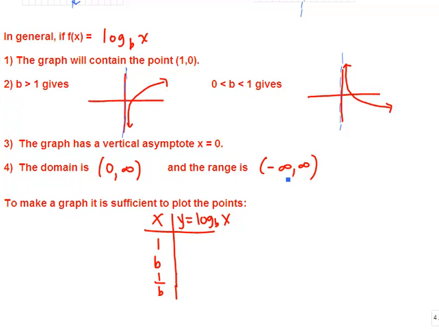The range here is everything, and that's because I continue to go down and up, so I hit all the y values in between. Notice that the domain and range here are exactly the swap of the domain and range that we had for exponential functions, and that's because inverse functions swap domains and ranges.